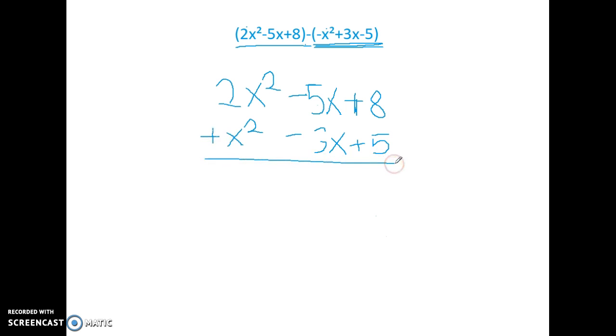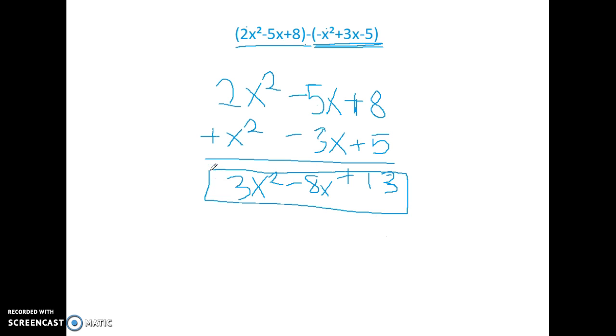So now we have it all set up here. You can just use arithmetic to solve it. So 8 plus 5 is 13. Remember that's positive. And then negative 5x minus 3x is negative 8x. And finally, 2x squared plus x squared is 3x squared. Okay, so this is our final answer right here: 3x squared minus 8x plus 13.